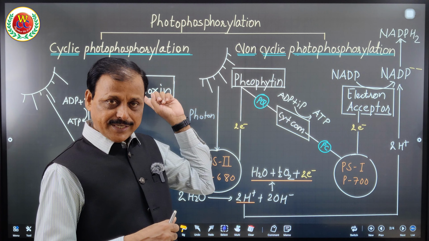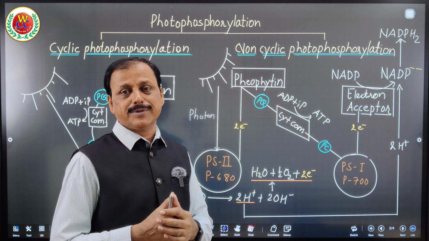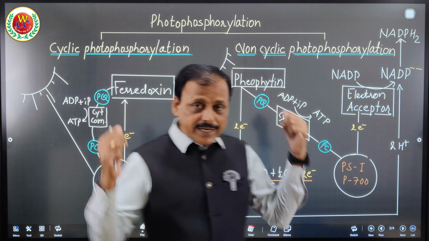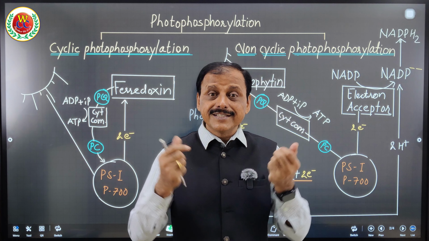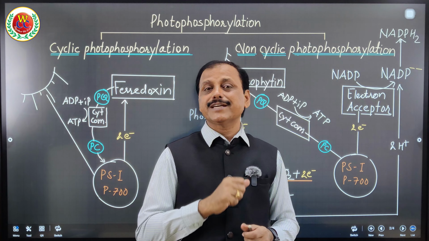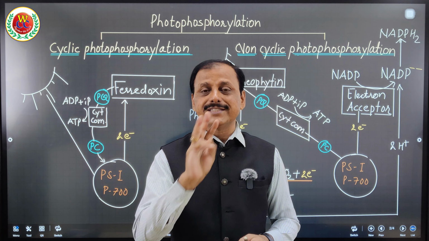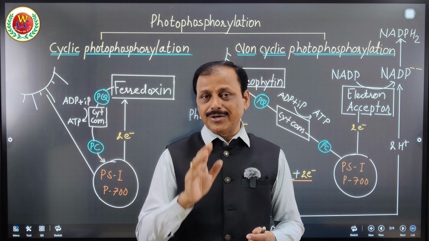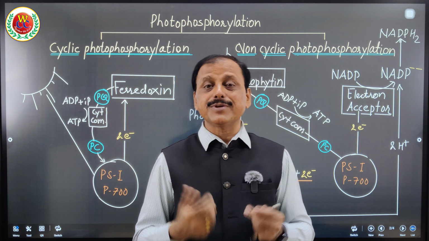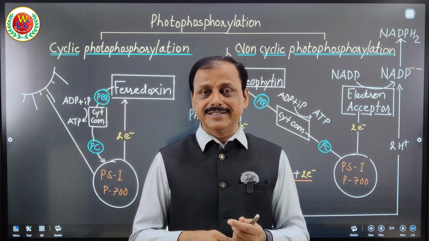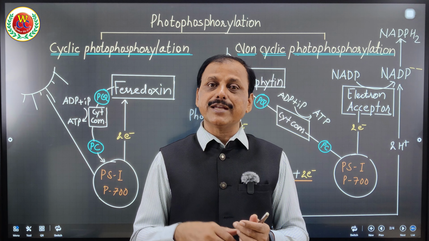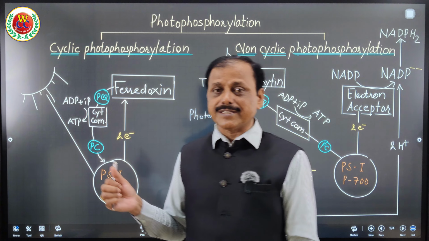What is cyclic and what is non-cyclic photophosphorylation? As both the diagrams are with us, let us learn the differentiating points. A question can be asked: distinguish between cyclic and non-cyclic photophosphorylation for 3 marks in the board examination. Or these differences will help you to understand the question in NEET, and application of knowledge will help to solve the question. And therefore, let us learn.